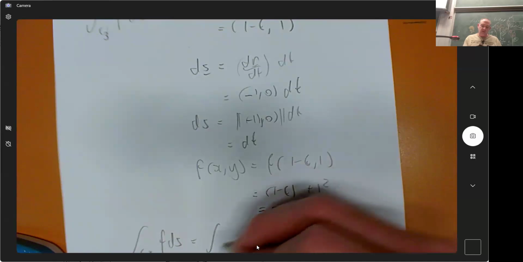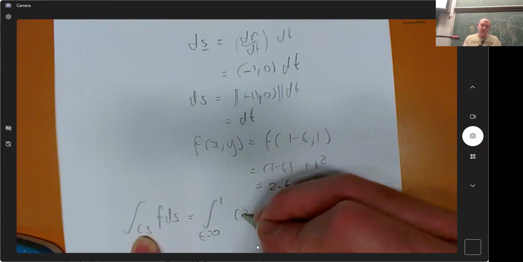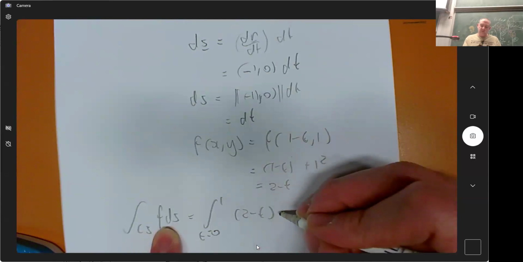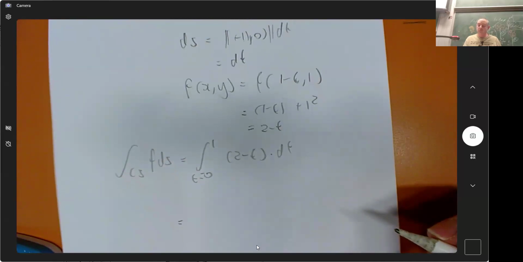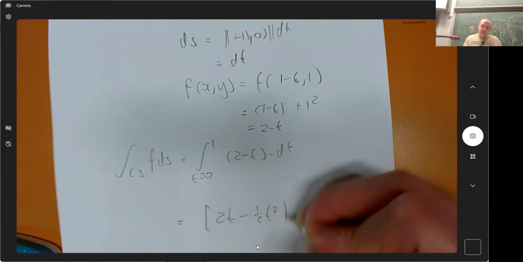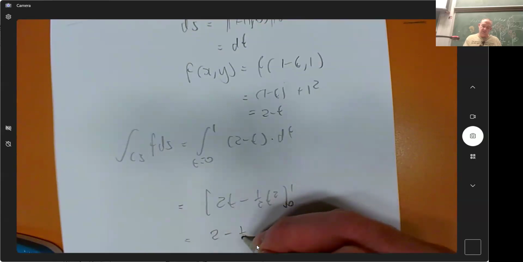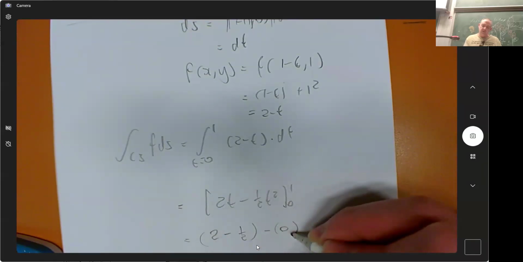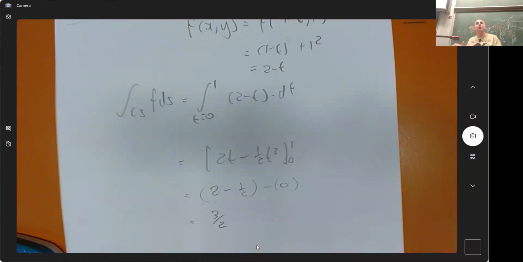And so the integral over C3 becomes t going from 0 to 1. The f becomes 2 minus t. The ds becomes dt. And now I just do that integral, which is 2t minus a half of t squared from 0 to 1, which is 2 minus a half minus 0, which is 1.5. Yay. And I'll do that on all four sides and add them up, and that would be the total answer.